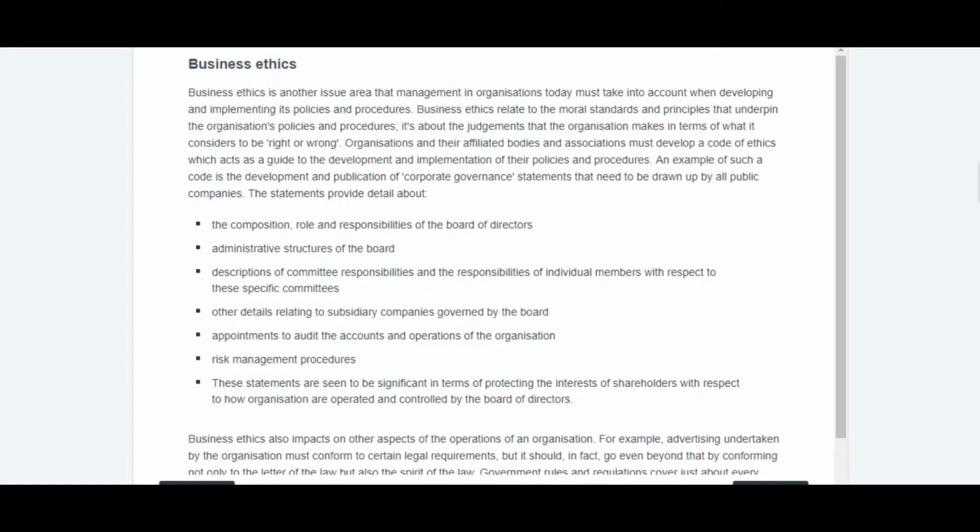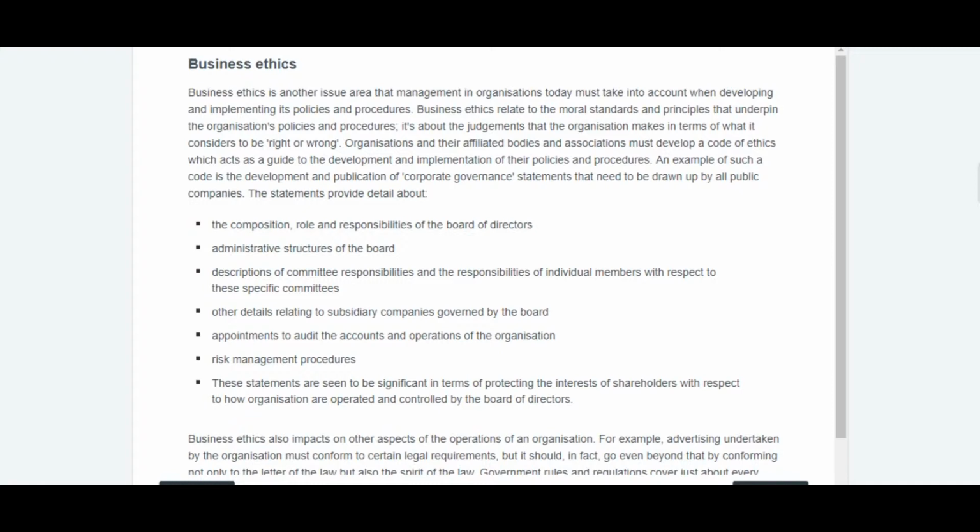The statement provides detail about the composition, roles and responsibility of the board of directors, the administrative structure of the board, descriptions of the committee responsibilities and responsibilities of individual members with respect to their specific committees. Other details relate to subsidiary companies governed by the board, appointments of the auditor, accounts and operations of the organizations, and risk management procedures. These statements are seen to be significant in terms of protecting the interest of the stakeholders with respect to the organization in which they are operated and controlled by the board of directors.